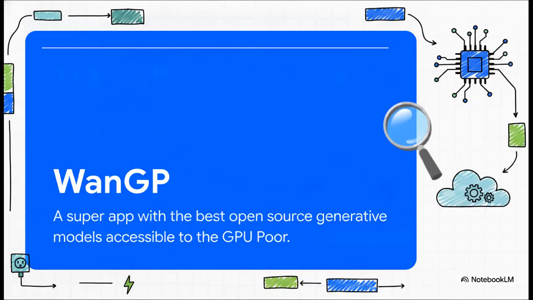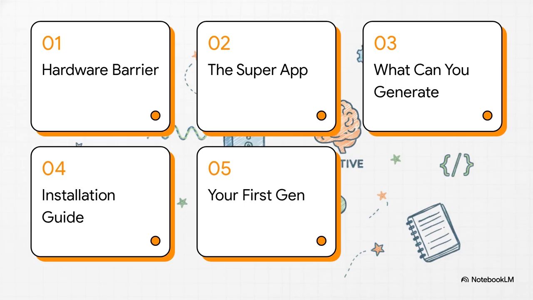So what exactly is it? Well, to quote the creators directly, WanGP is a one-stop super app providing the best open-source generative models accessible to the GPU poor. And I honestly absolutely love that affectionate phrasing. It's built from the ground up to empower everyday users, packaging basically everything you need into one highly optimized, incredibly accessible ecosystem.